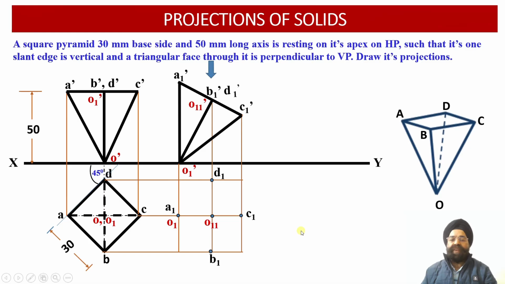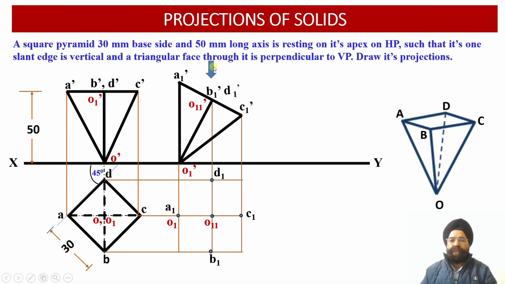So which are the edges we are going to join? We have to join A1, B1, B1, C1, C1, D1 and D1, A1. We are also required to join O1, A1, which is a vertical line. We are also required to join O1, B1, O1, C1 and O1, D1. So 4 slant edges corresponding to the apex we have to join, and 4 edges corresponding to the top face we have to join. But which of these edges will be drawn dark and which of these edges have to be drawn using the hidden line, that needs to be evaluated.